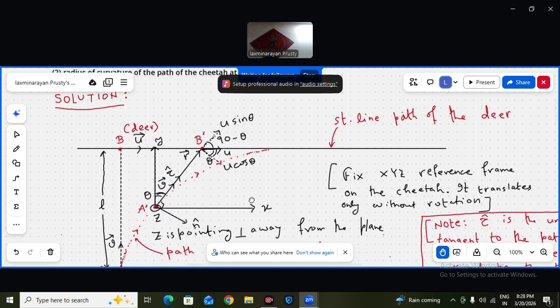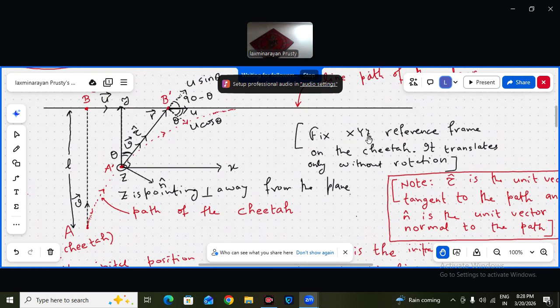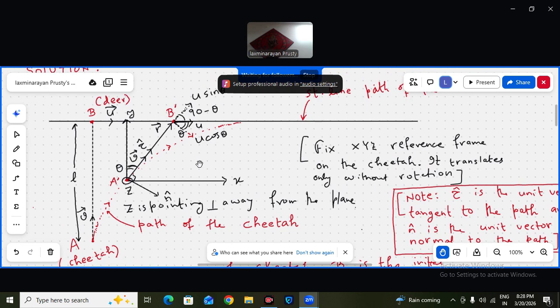It is not rotating. I wrote it here: fix the XYZ reference frame on the cheetah. It translates without rotation. The cheetah might be changing direction, but XYZ remains parallel to itself. Okay? Right. This origin O matches with the cheetah always. The cheetah's body might be changing orientation, but the XYZ reference frame will not be changing orientation. Z is coming out of the plane.